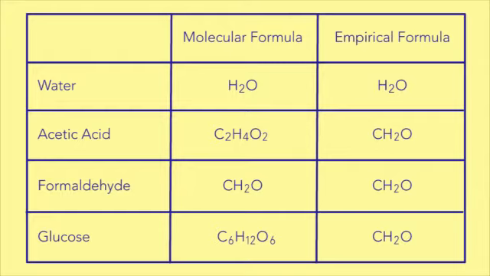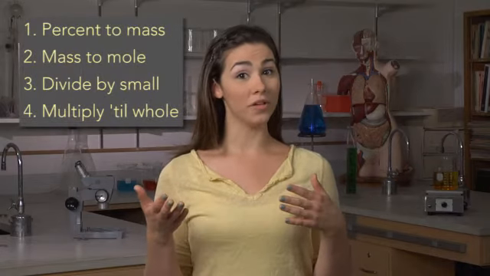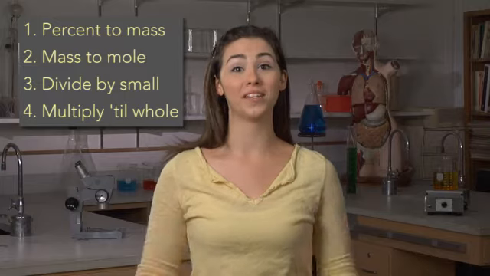That's why at first it might seem like the empirical formula isn't very useful. More information can be obtained by looking at the molecular formula. The empirical formula doesn't tell the whole story, but it's a good starting point when identifying unknown compounds. You may have heard of this simple poem to find the empirical formula. Percent to mass, mass to mole, divide by small, multiply till whole.